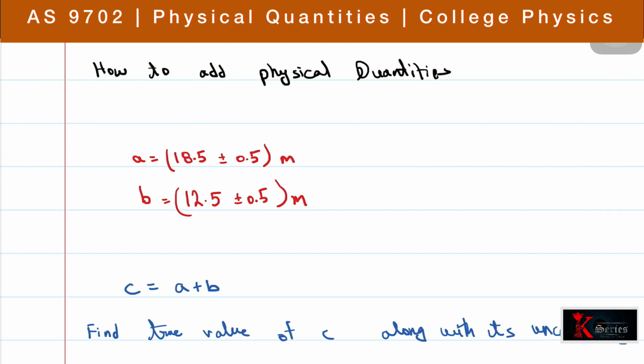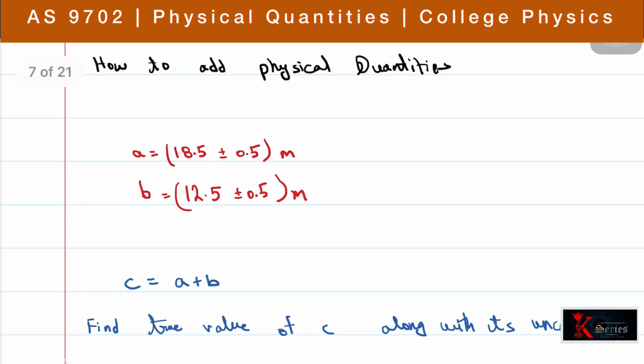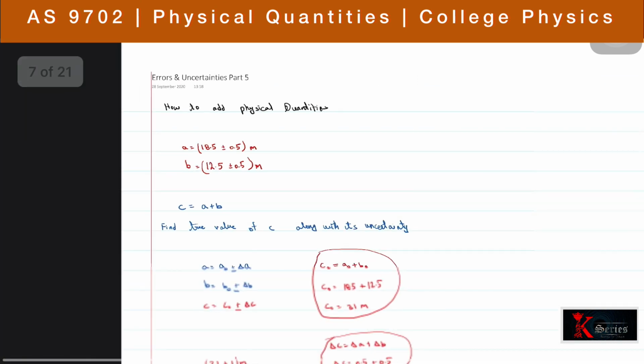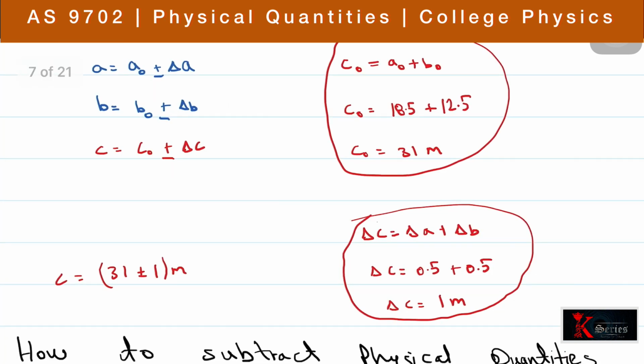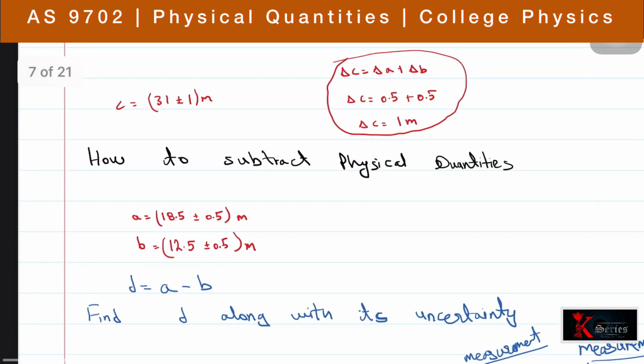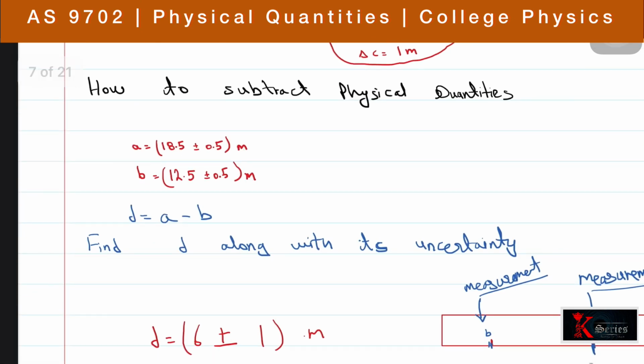When we are quoting C, we're basically going to add the true values of A and B. 18.5 plus 12.5 is going to become 31. And while we're quoting the uncertainty, we're again going to add the uncertainties. So 0.5 plus 0.5 will be equal to 1. So C will be equal to 31 plus minus 1 meter, right? And when we are subtracting the physical quantities, we have A again 18.5 plus minus 0.5 and B is 12.5 plus minus 0.5. D is basically A minus B.